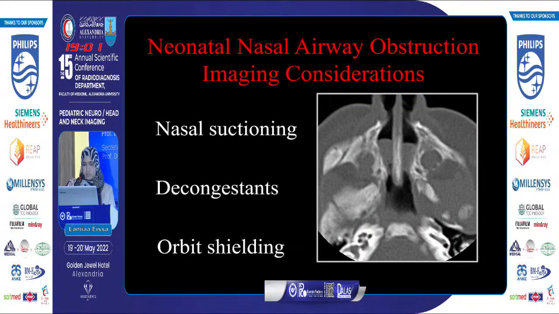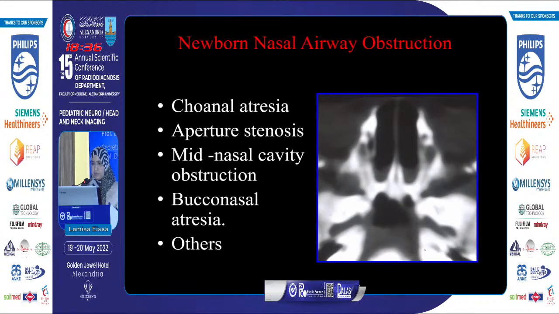Neonatal nasal airway obstruction also needs some measures before imaging, like nasal suctioning and decongestion, because removal of the secretions will make the diagnosis more evident in cases of membranous obstruction. Also, orbital shielding should be used in all patients to avoid the hazards of radiation to the lens.